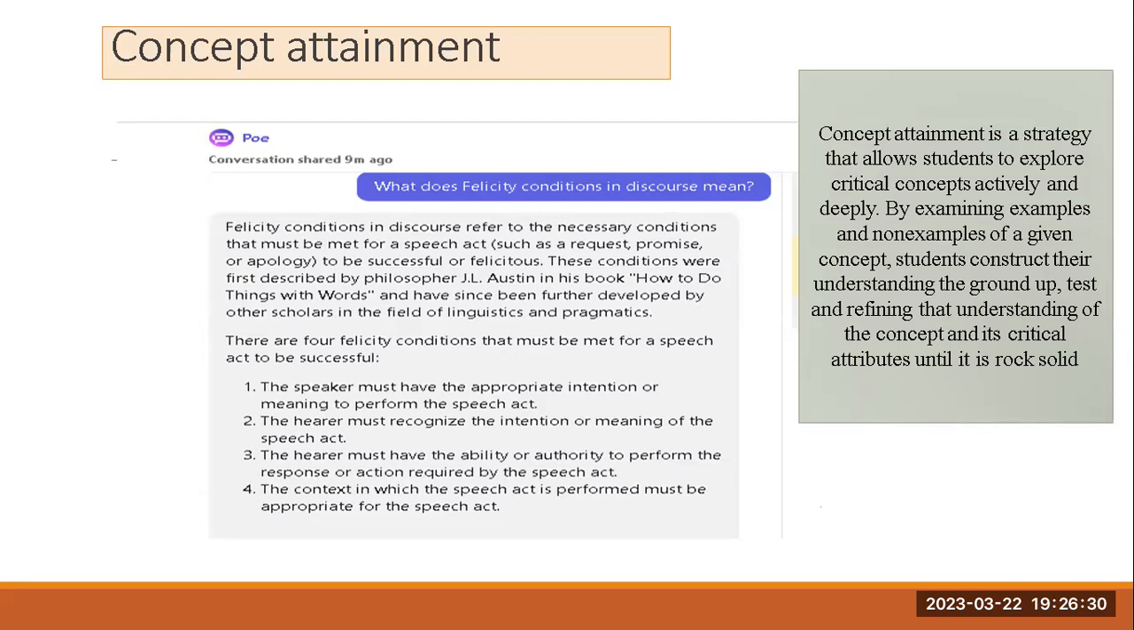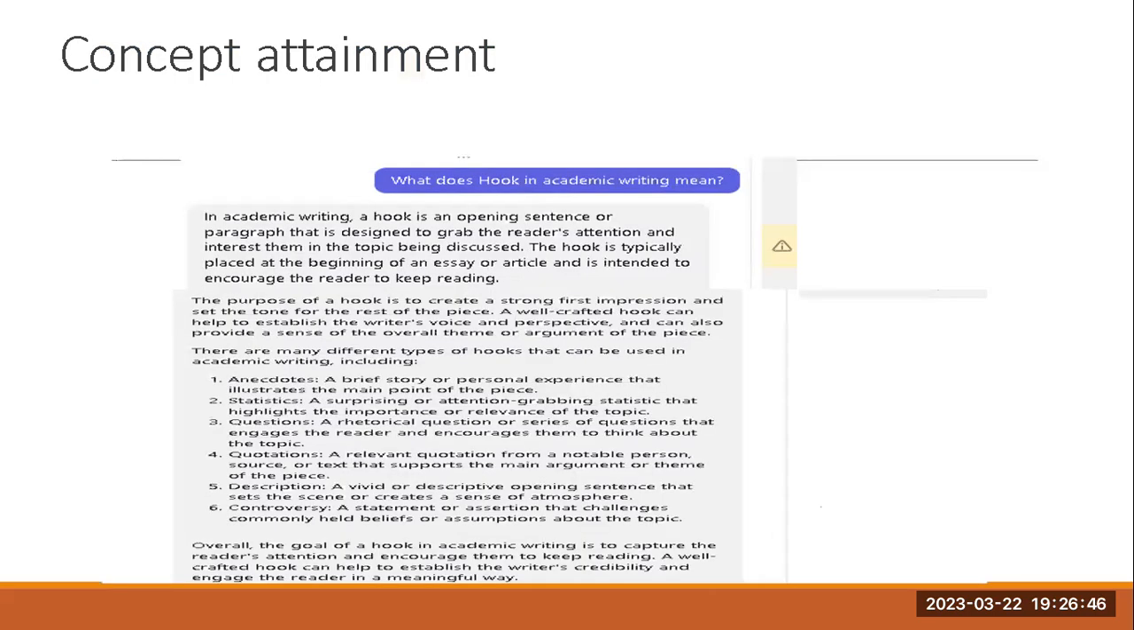For example, a speech act that fails to meet the conditions for successful communication, or the successful achievement of the goal of the discourse. Here, for example, I also have an issue with my students in understanding what a hook is in academic writing. So I asked this question, and it gave me some examples that I can use in my presentation to explain it to my students. It's way better than the textbook explanation.